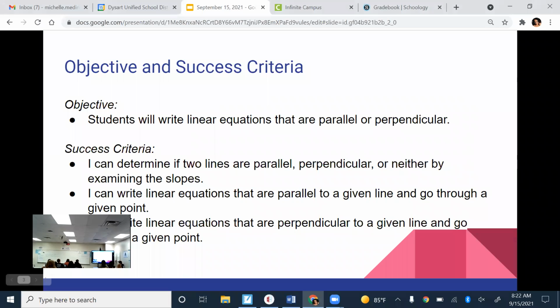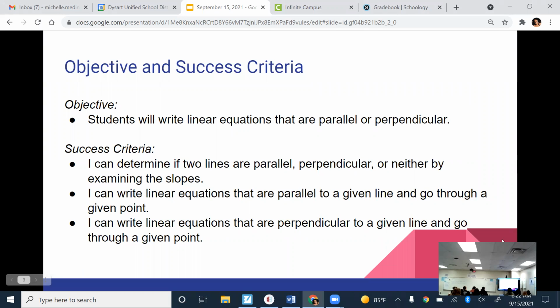We are going to be finishing the lesson on perpendicular and parallel lines. We started it yesterday, but I didn't really go over the success criteria because we already had to finish a different lesson yesterday. So here it is.